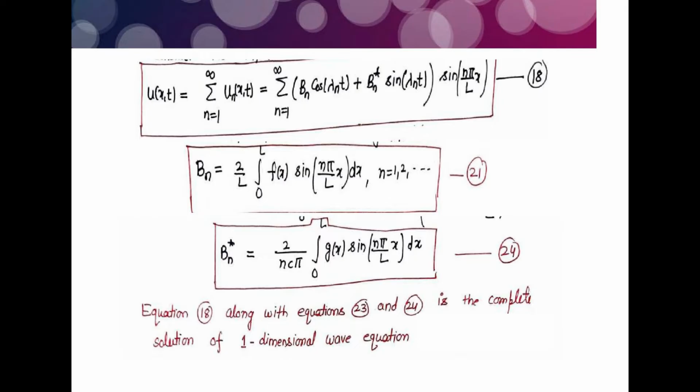In equation number 21, f(x) is the initial deflection of the string, and in equation number 24, g(x) is the initial velocity of the string. So equations number 18, 21 and 24 are the complete solution of the one-dimensional wave equation as we discussed in lecture number 2.